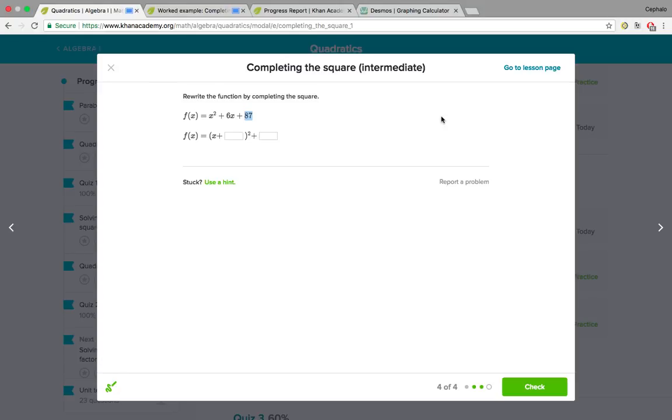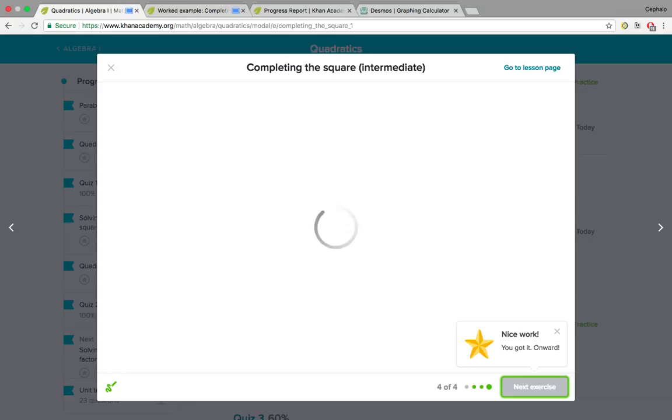And that 87 turns into a 78. So we have x squared plus 6x plus 9. What is that equal to? Well, that's equal to x plus 3 squared plus 78. Ba-boom.